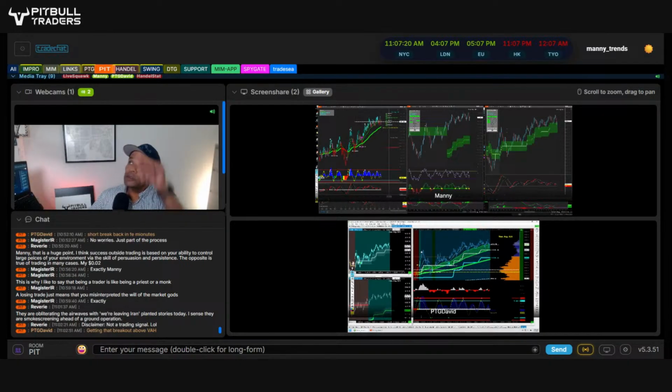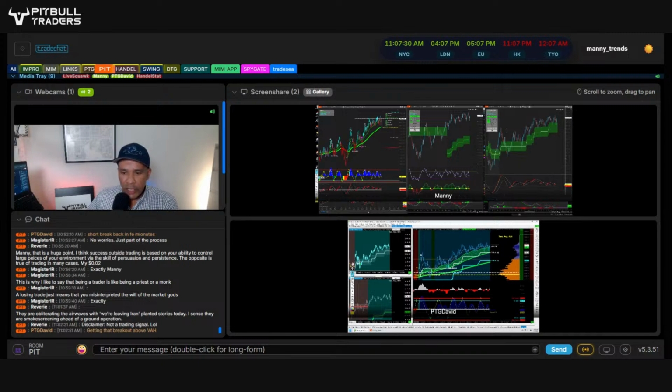Internals are still pretty much where they've been all day. But we are still headed for the overnight high, which has been our target since we noted that the opening print held.